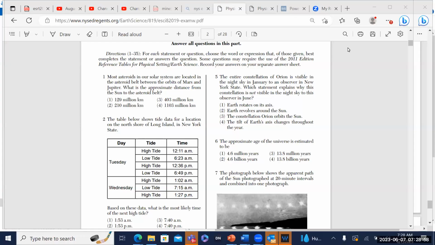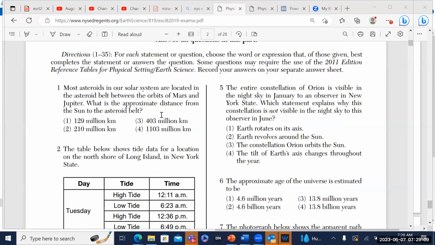All right, everybody. So this is the August 2019 Earth Science Regents, the multiple choice. We're going to start with number one. Number one says most asteroids in our solar system are located in the asteroid belt between the orbits of Mars and Jupiter. So that's something we've got to keep in mind.